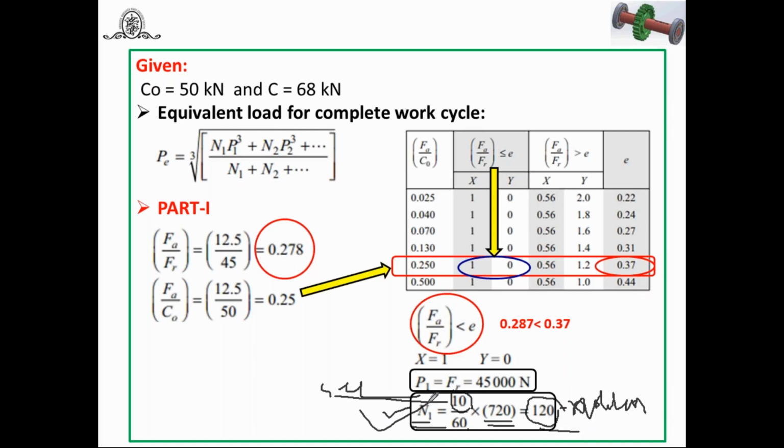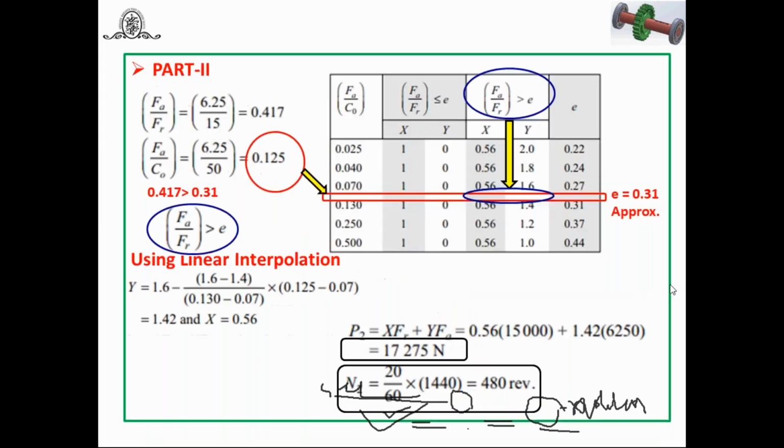In this way, N1 is calculated. Similarly, you can do the calculation for part 2 also. Look at this for part 2. For part 2, AP by APR: AP is given as 6.25 kilonewton, APR is 15, you can find out this ratio. Then AP by CO, 6.25 by CO, you will get this.